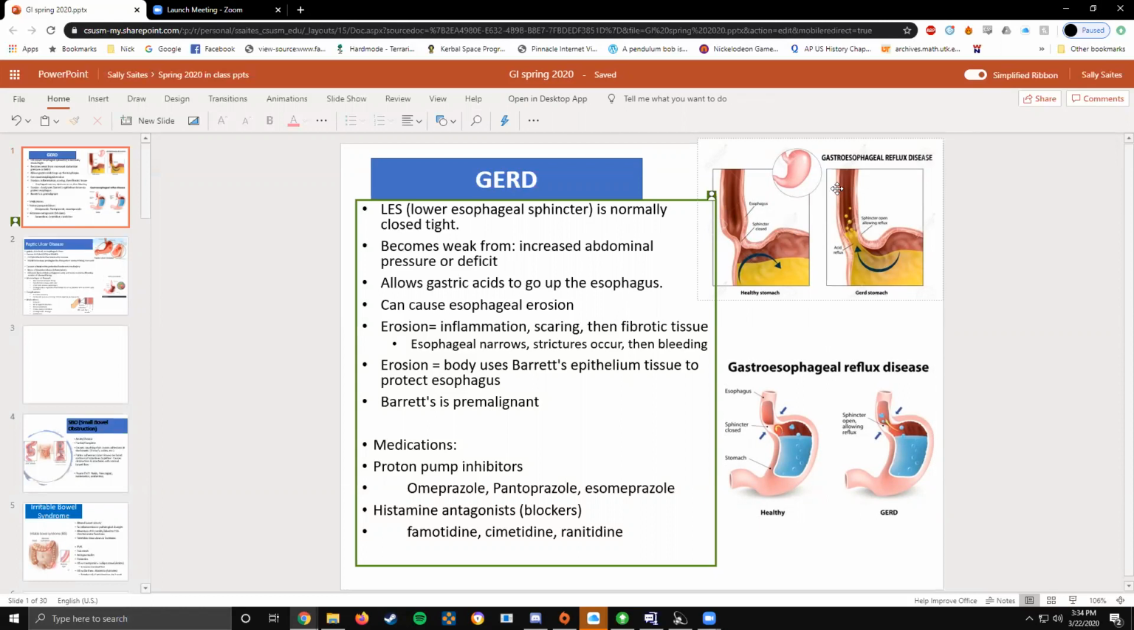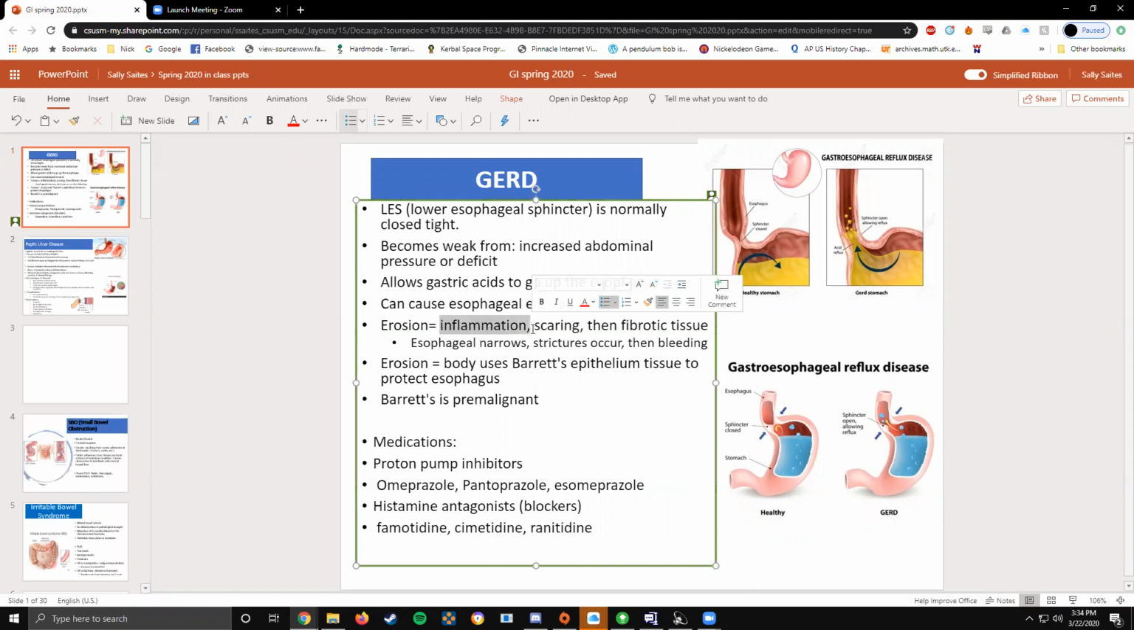And the mucus lining of the esophagus obviously doesn't like that either. And so what it can do is, obviously it goes through that inflammation process, scarring, fibrotic tissue. And as it starts to scar, the esophagus itself starts to narrow. It becomes hardened, and so strictures can occur, and then bleeding can occur as well, which is very bad, and that would be an upper GI bleed.